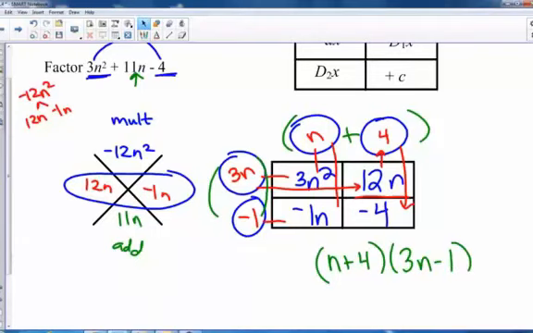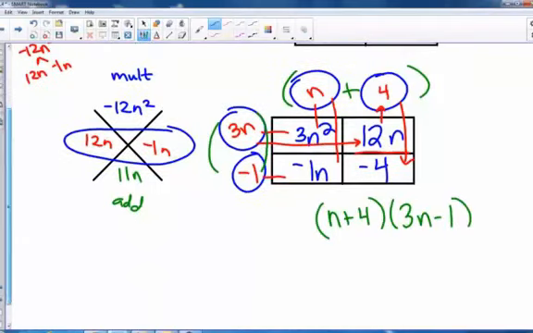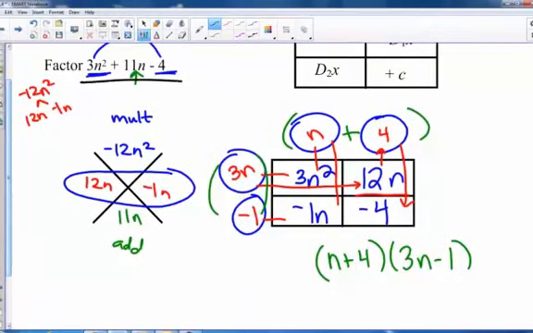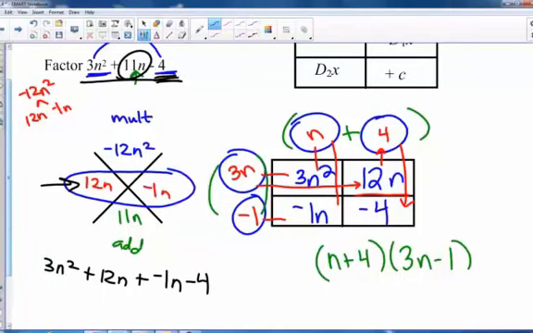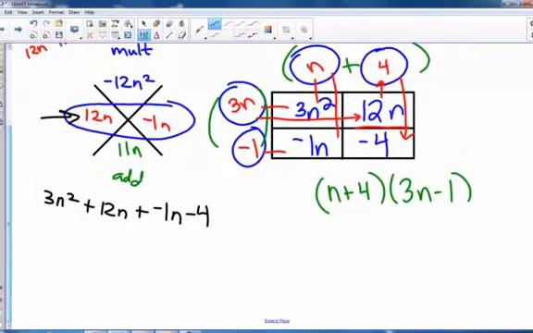Now, just like I did in the first problem, it's the exact same thing as if I rewrote this 3n squared. Instead of 11n, I'm putting in 12n plus negative 1n. I want to make it plus a negative because I can't put parentheses next to a negative. And then my minus 4. And then you group. That's why I had to make it plus a negative.